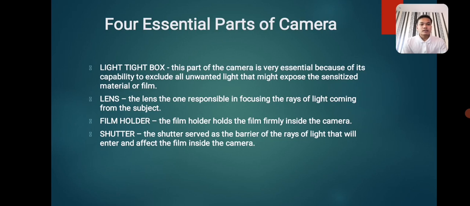Light tight box. This part of the camera is very essential because of its capability to exclude all unwanted light that might expose the sensitized material or film. This light tight box, dito natin makikita yung mga film at mga litrato na kinakapture mo, yung mga settings, ganon, to hold firmly the sensitized material in its place during exposure to prevent the formation of a multiple blurred image of the subject.